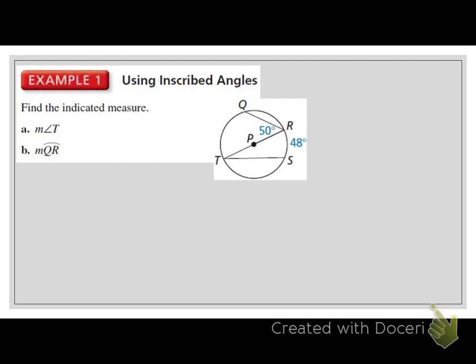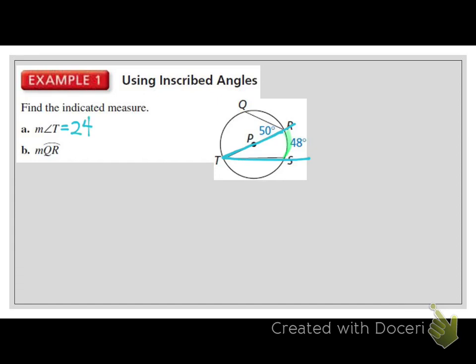So if we want to find angle T, which is the first one, what is the name of the intercepted arc for angle T? I'm not looking for a number. RS. What is the relationship between the intercepted arc and the inscribed angle? The arc is double the angle. So what do I do to find the angle? Divide by 2 and I get 24.